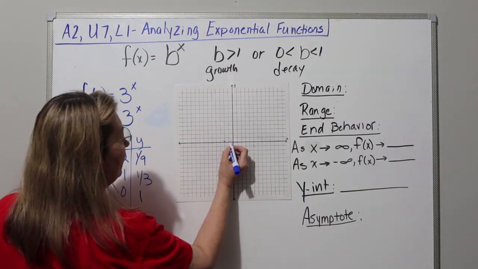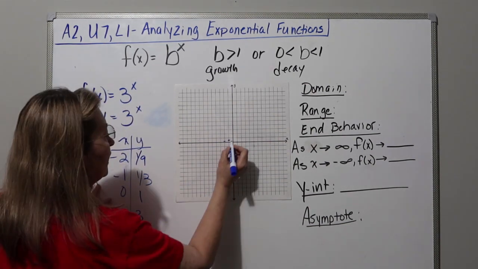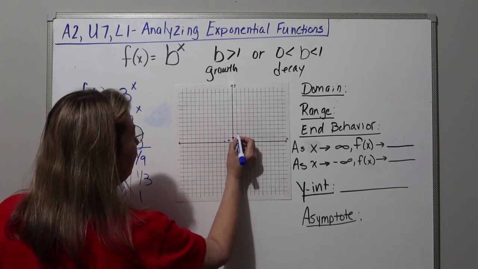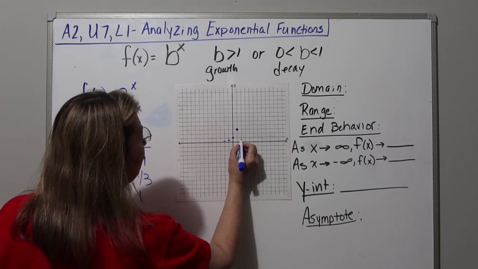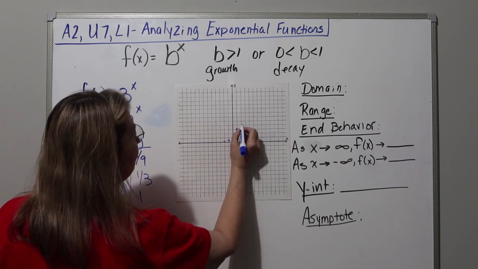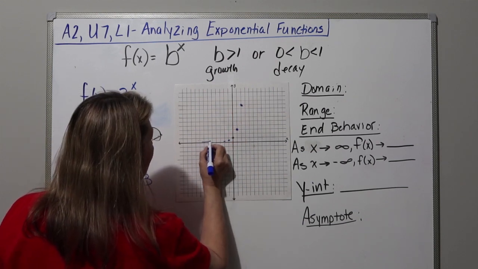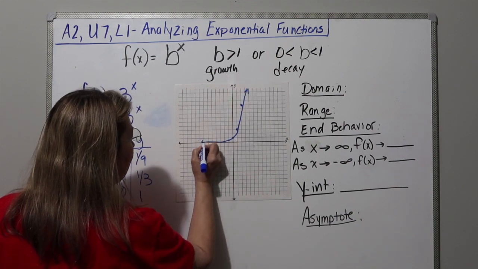So -1 over 1 and up to 1/3, be about right there, over 0 and up 1, over 1 and up 3, over 2 and up 9. 1, 2, 3, 4, 5, 6, 7, 8, 9. Okay? So this is what our graph is going to look like.